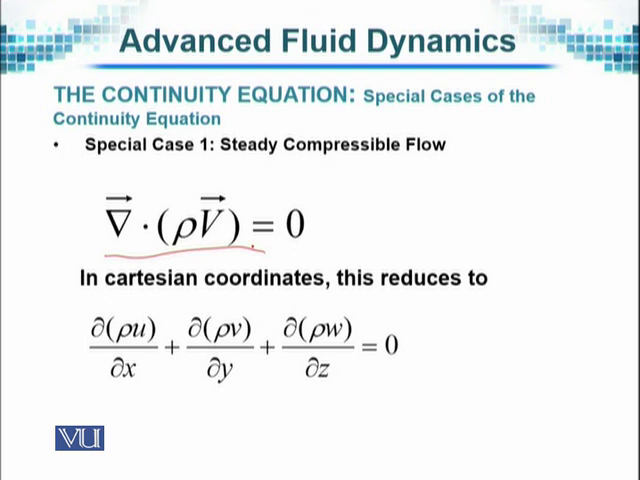If we write it in Cartesian coordinates or the rectangular coordinates, then this will be transformed to delta by delta x of rho u, delta by delta y of rho v, delta by delta z of rho w, where u, v, w are velocity components in x, y, z direction of the respective coordinates that we normally consider.